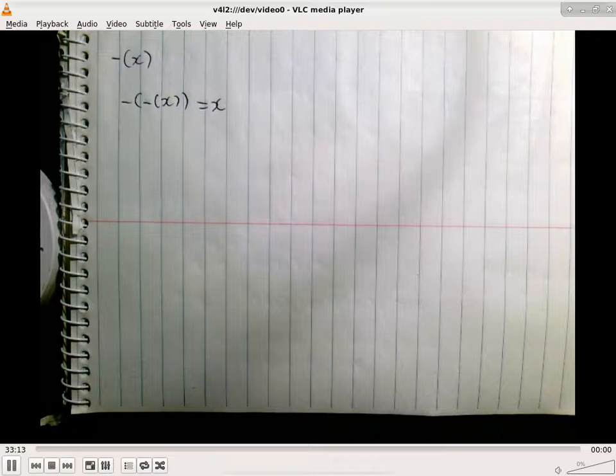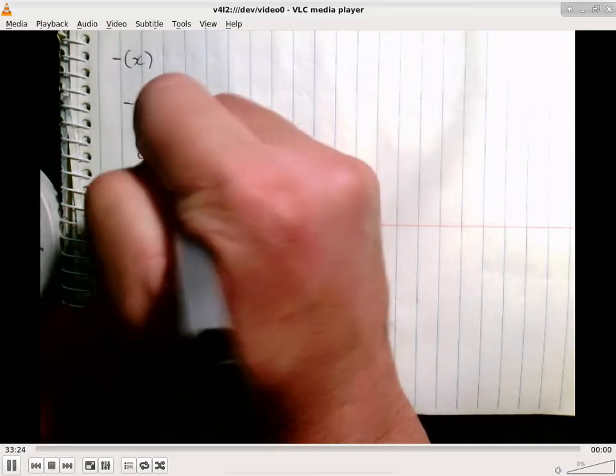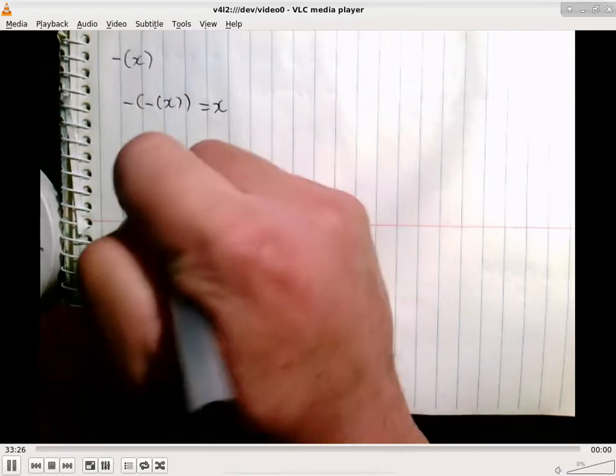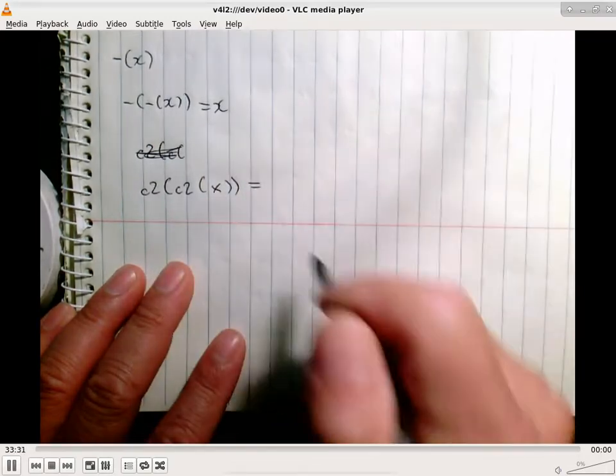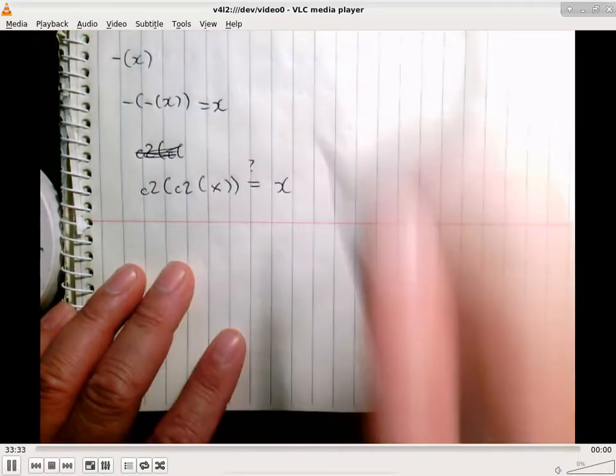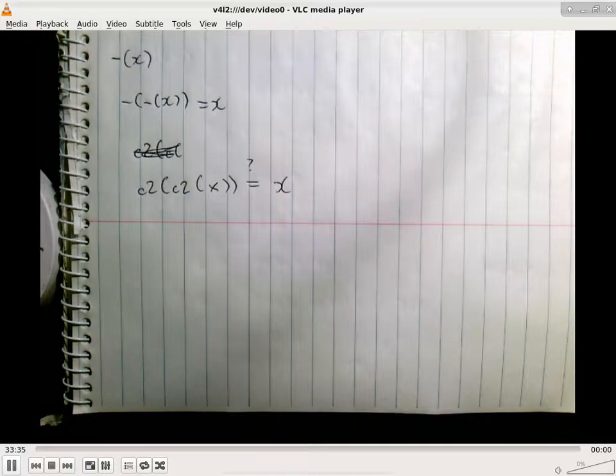So if I claim that 2's complement is doing the same thing as arithmetic negation, it should have the same properties. Okay, so let's see. C2 of C2 of x should be x. But it's a question mark because we want to show that it is actually x. So we'll try some concrete values first. What do you want to use for x? Just as an example, pick anything out of the wheel.